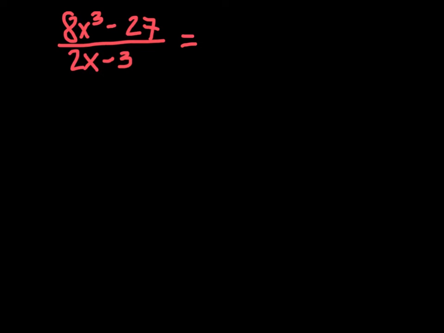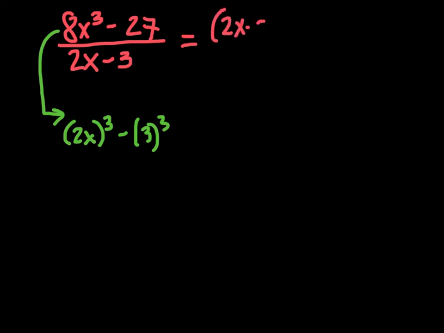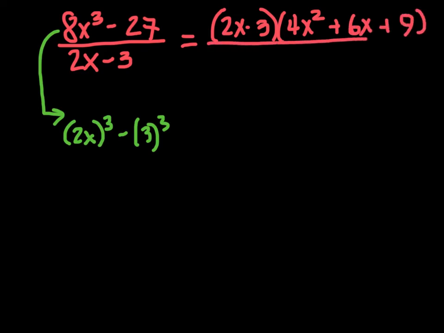Remember, 8x cubed is actually 2x cubed minus 3 cubed. So my first factor, if I'm going to factor the difference of cubes, is 2x minus 3. And yes, you do need to remember this. 2x minus 3. And then I square the first, change the sign, multiply them, always add, square the last, over 2x minus 3.